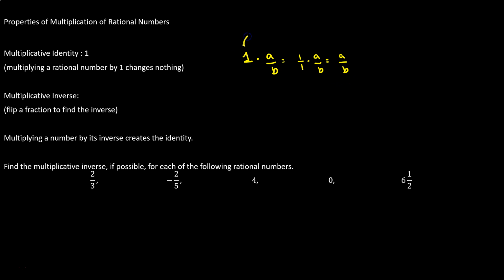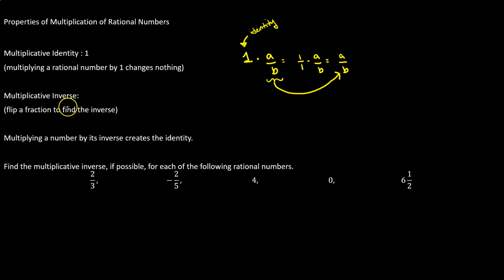So we're calling 1 an identity, and the way that you can remember that is it's not changing the identity of the fraction you're multiplying. A over b, when I multiply it to 1, retains its identity. So I didn't change the value even though I did a multiplication.